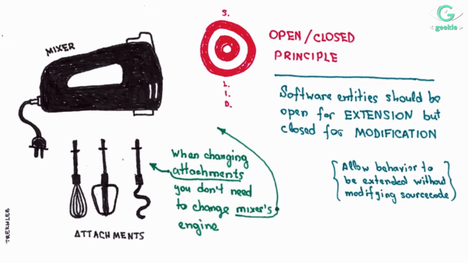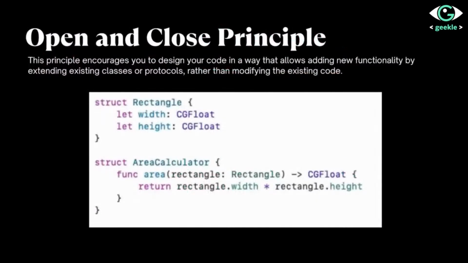Like this mixer, we can change the attachment to perform different tasks, but we are not allowed to modify the mixer engine. Both elements need to remain independent. Let's take a code example so that we can understand the open and closed principle better. Let's take a basic example of calculating the area of a geometric shape. Let's say we have a requirement to calculate the area of a rectangle. So the rectangle and related area calculator class will look like this.